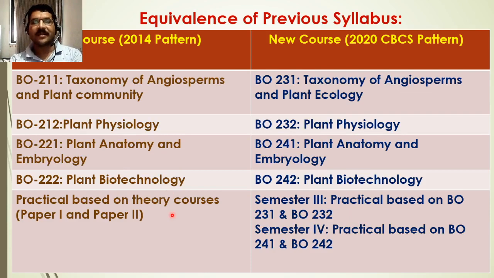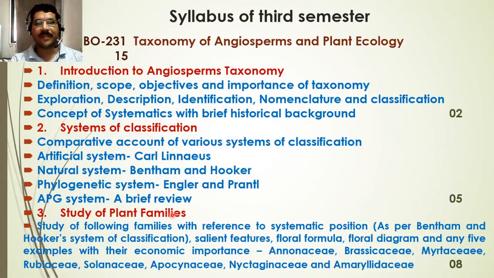Now let us see the details of the syllabus. At this position we are only interested in the third semester, so we will see the syllabus of the third semester in detail. The first theory paper of third semester is taxonomy of angiosperm and plant ecology, which carries 2 credits. Here you can see the first credit is of 15 lectures, so 1 credit is equal to 15 lectures. This first credit involves all these topics.